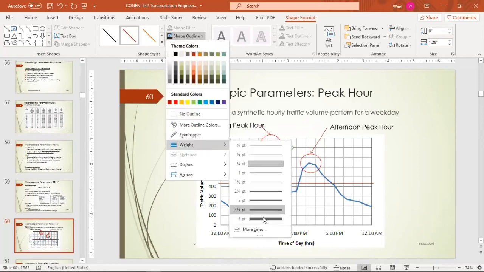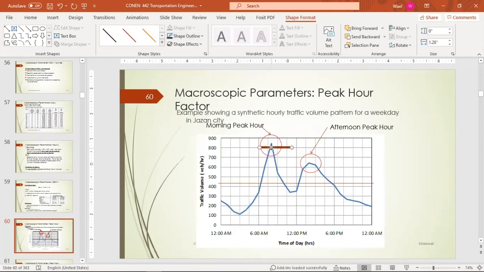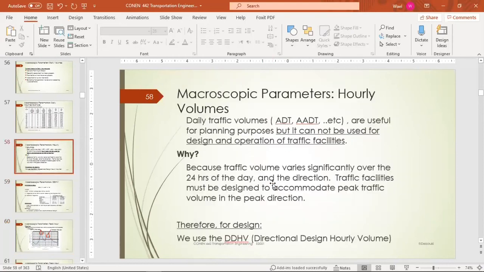Yes, doctor, we can. Okay, so our design value will be for the peak hour value, not for the average. That's why I said that we don't use the average annual daily traffic or the average daily traffic for design or operations, but we use it to judge. Basically, it gives us the number of people that are affected by this highway or this facility.